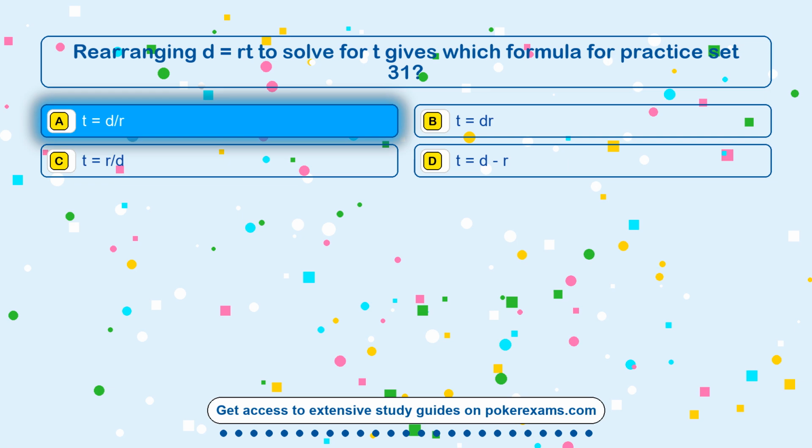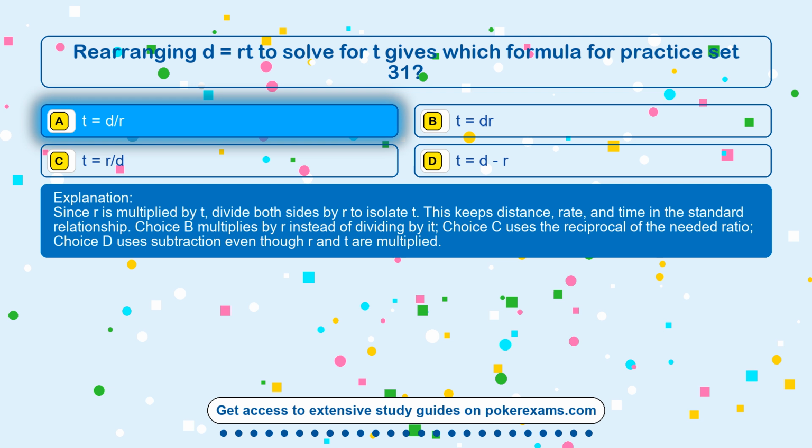The correct answer is option A, t equals d/r. Since r is multiplied by t, divide both sides by r to isolate t. This keeps distance, rate, and time in the standard relationship.